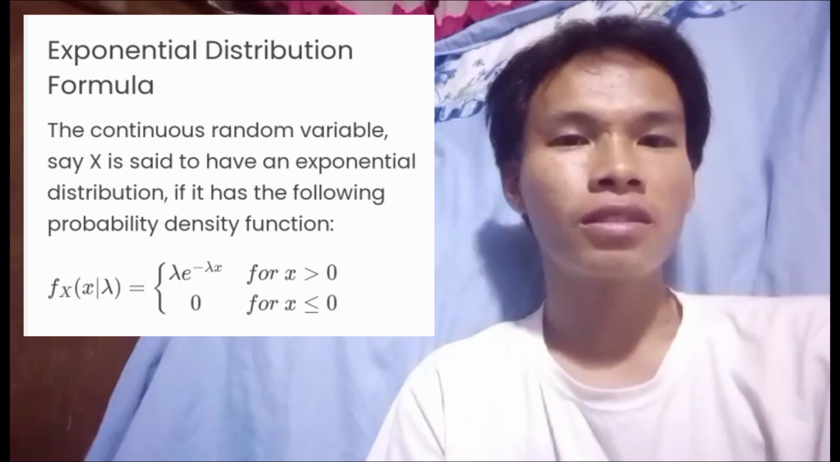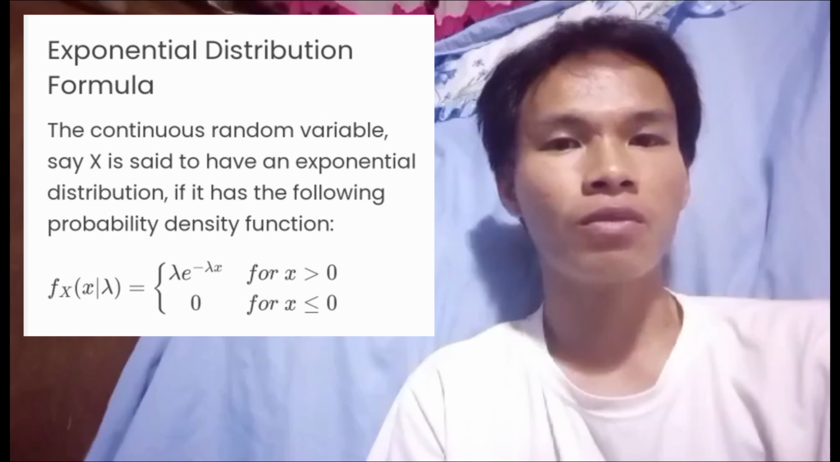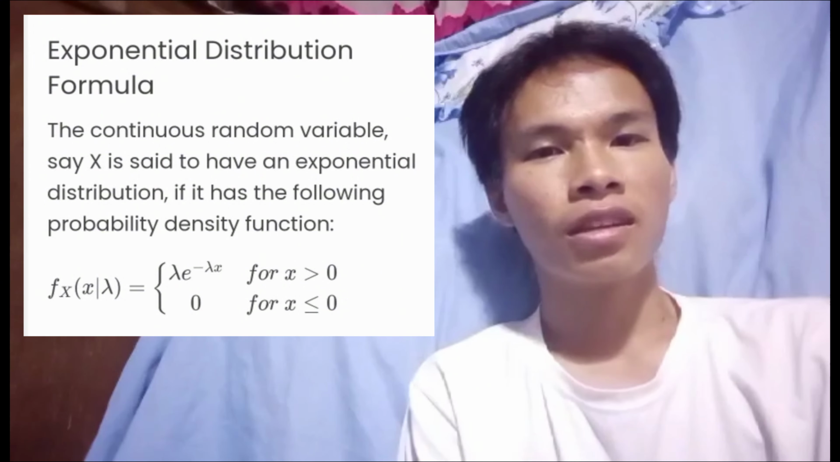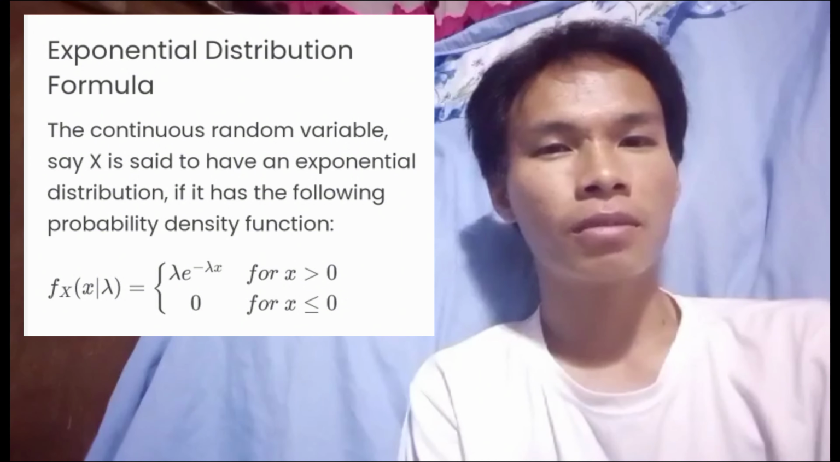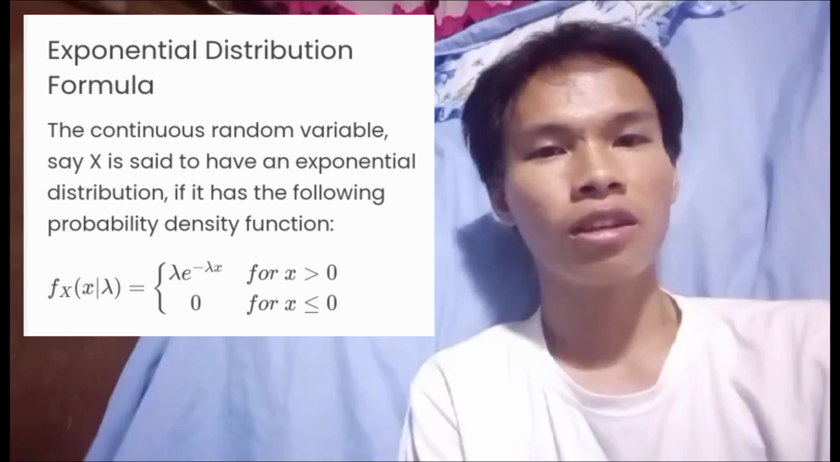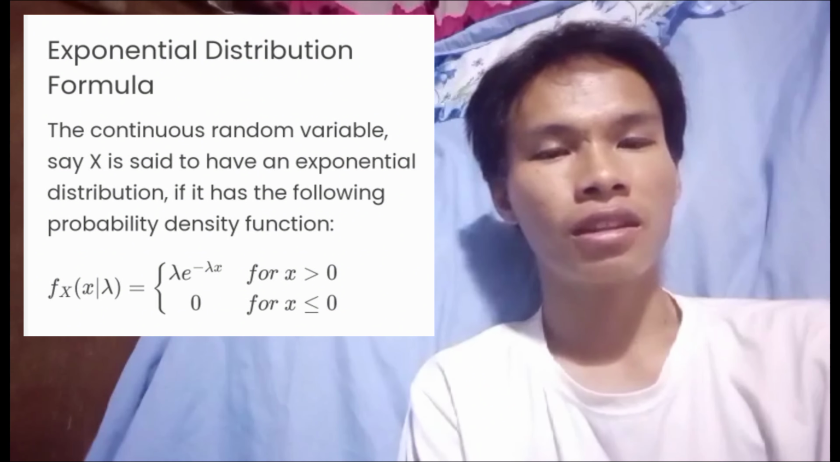x represents the time. It is the variable that represents the time between events. This formula tells us the probability of an event happening in a given time period, assuming that the events occur independently and at a constant average rate.